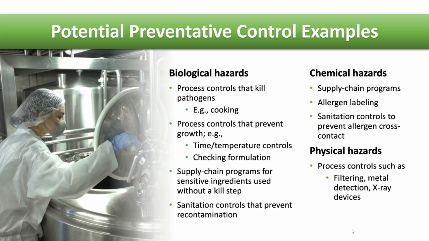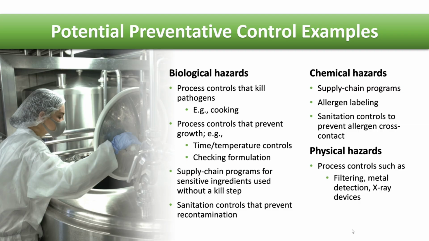So there are some potential preventive controls for the three hazards that we just talked about. For biological hazards, we can use process controls that can kill bacteria and other pathogens, process controls that prevent the growth of microorganisms, supply chain programs for sensitive ingredients used without a kill step, and sanitation controls that prevent recontamination.